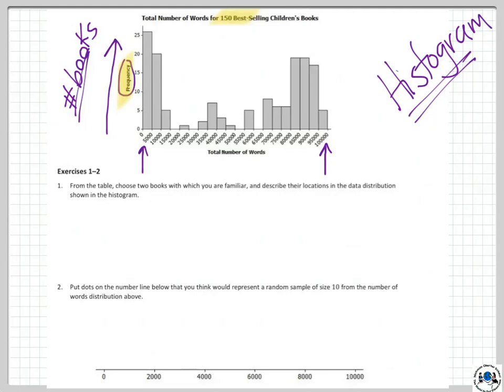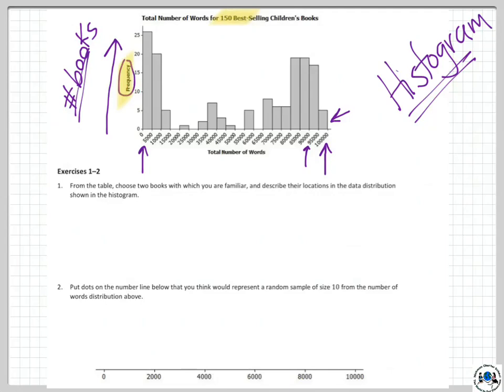So, for example, something with 95,001 words, okay, would be in this histogram right here, or this bar, okay, because it's just over 95,000, which is that bar there, okay? So that is a histogram.